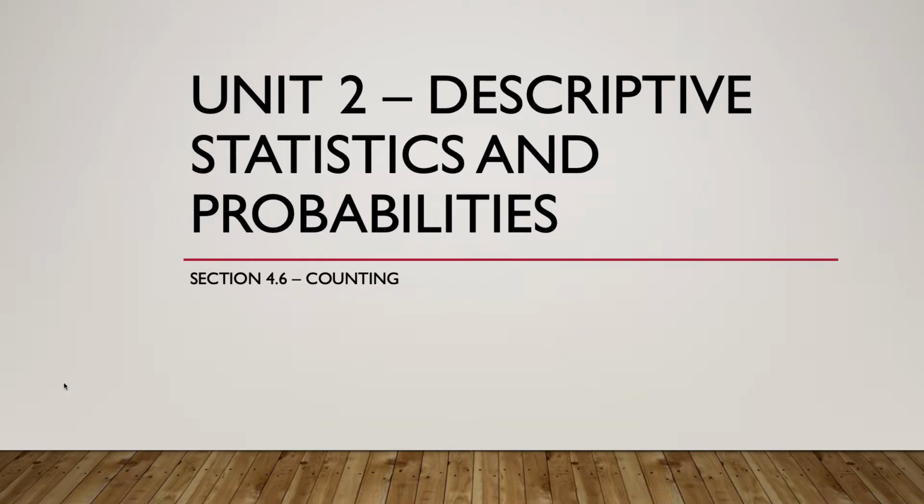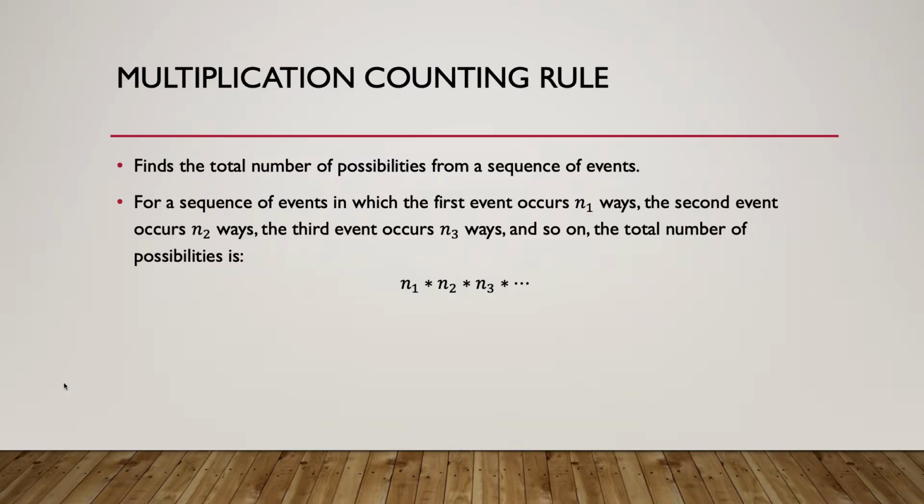Section 4.6 is on counting. To begin with counting, we start with the multiplication counting rule. This finds the total number of possibilities from a sequence of events.